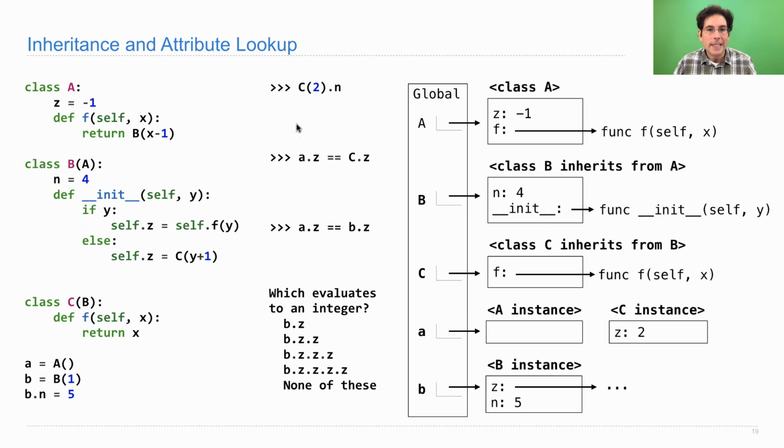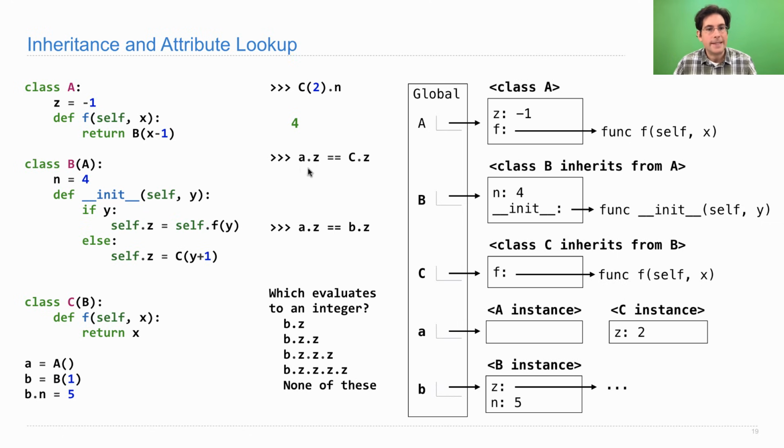But the interesting thing is that c2, having been created, is only used to look up the attribute n. So when we look up the attribute n on this C instance, since n is not an attribute, we look in the class. N is not an attribute here, so we look at its base class. N is here, so the value of c2.n is 4. If we had instead asked what's c2.z, we would have gotten 2.